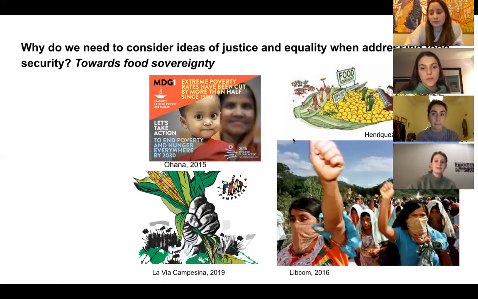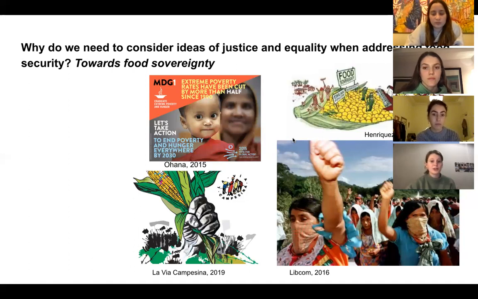So another way in which social justice has been incorporated into food security approaches can be seen in the food sovereignty movement led primarily by the La Via Campesina peasant organization, which emerged in response to the widespread suffering of small-scale farmers at the hands of SAPs.